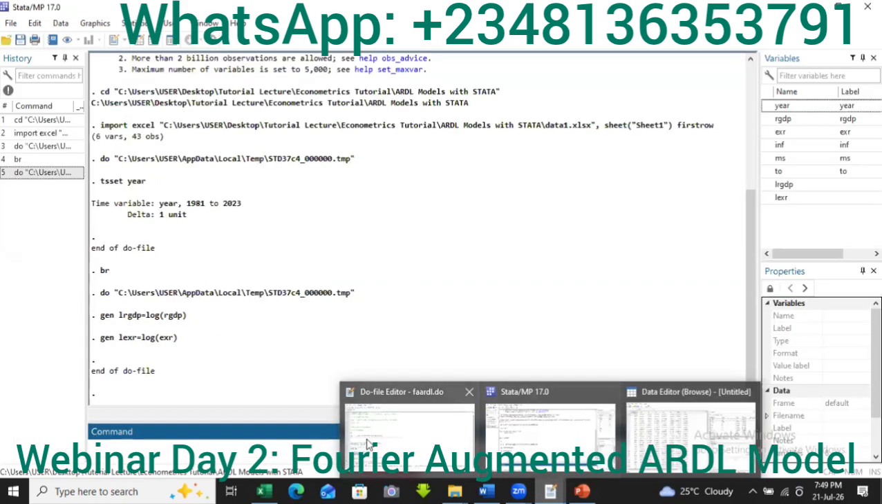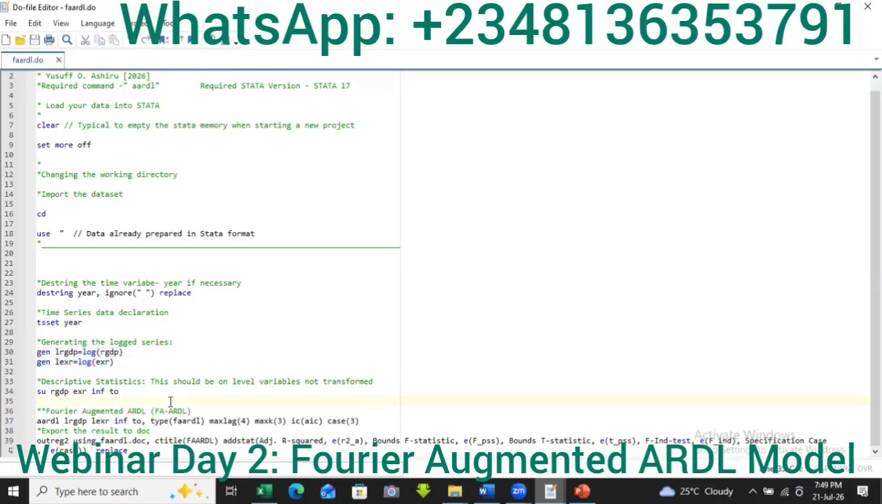Normally, when you are carrying out your analysis, before you estimate the model, you are expected to carry out descriptive statistics and unit root tests. We have done that in our previous webinar, so you can refer to the previous webinar to know how to conduct unit root tests. In this class, we are going to estimate just the Fourier augmented ARDL model. So I'll move to the Fourier augmented ARDL model.